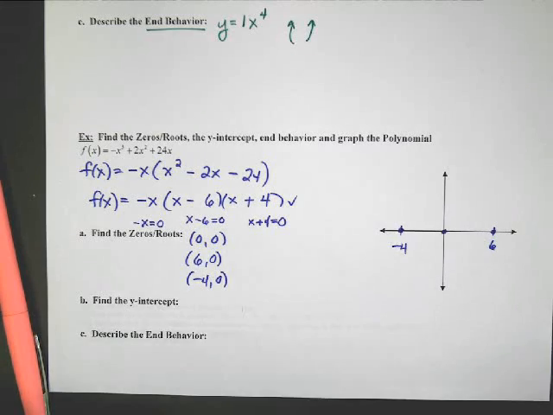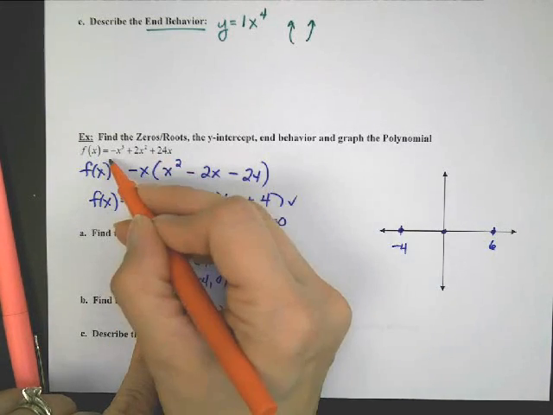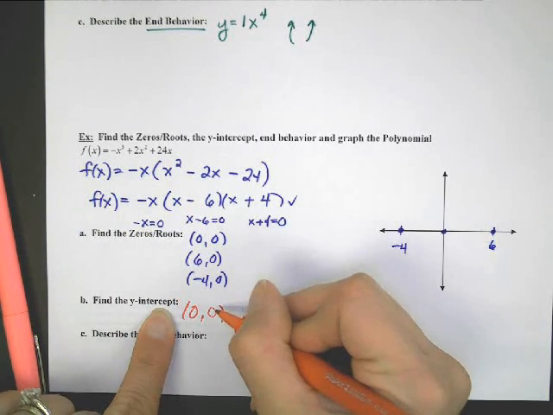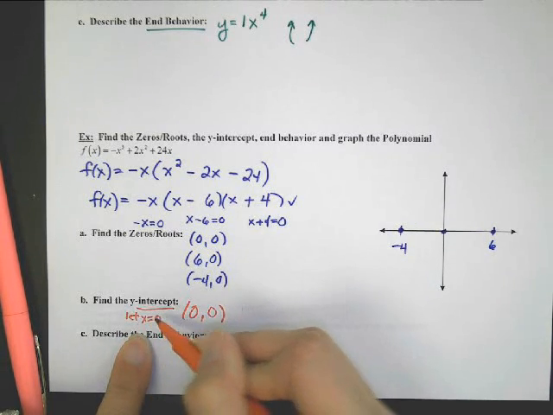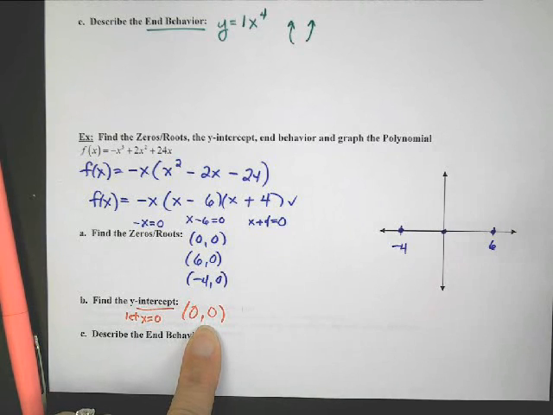Now it's time for the y-intercept. The easiest place to look for the y-intercept is the original equation. 0, 0, 0. Oh, we're getting 0. Okay, y-intercept, you let x equal 0. And, oh, I already have the y-intercept. So here's a little hint. If your x-intercept is 0, 0, that's also going to be your y-intercept.